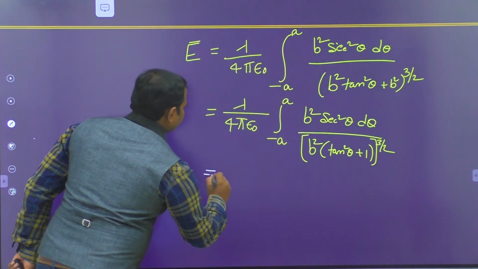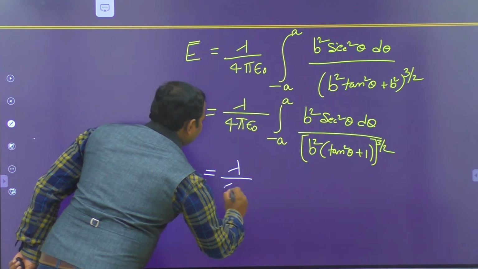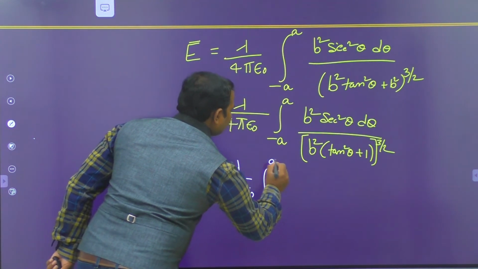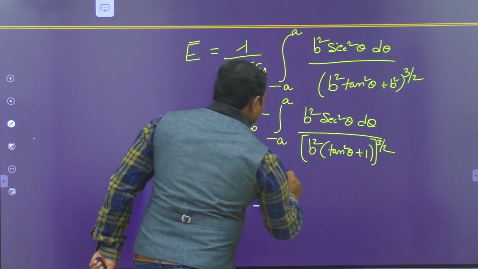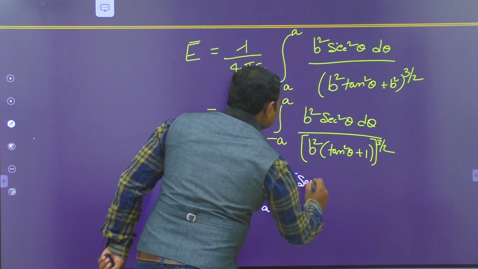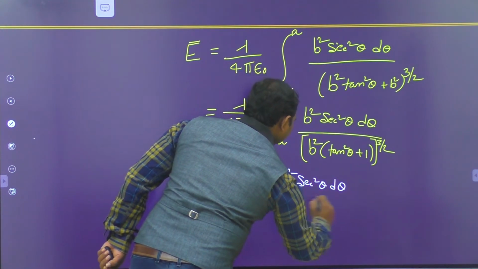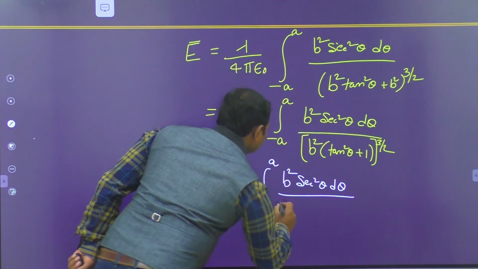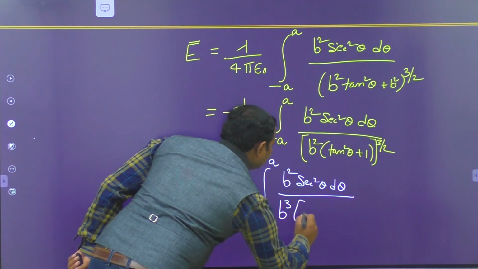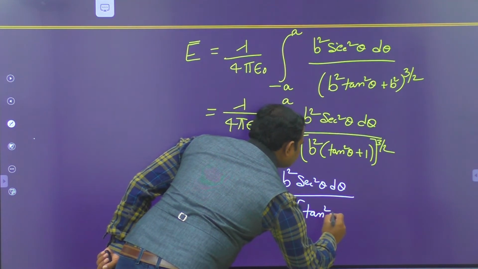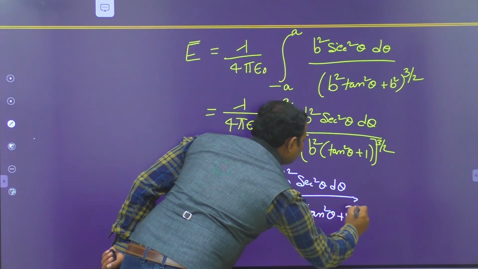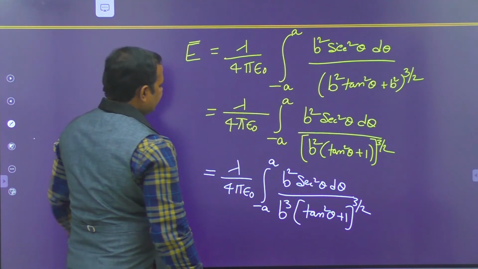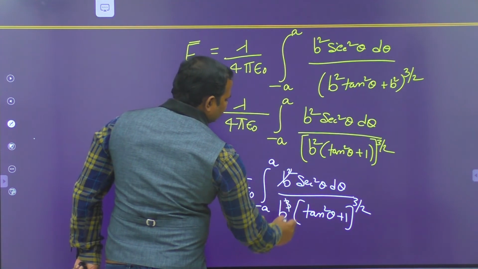Now lambda by 4 pi epsilon naught, integration from minus a to plus a. Now if you see here, b square secant square theta d theta by, now if you are taking b square outside, b square whole power 3 by 2 will become b cube into tan square theta plus 1 whole power 3 by 2. Now if you write this, here you can see b square and b cube will get cancelled.